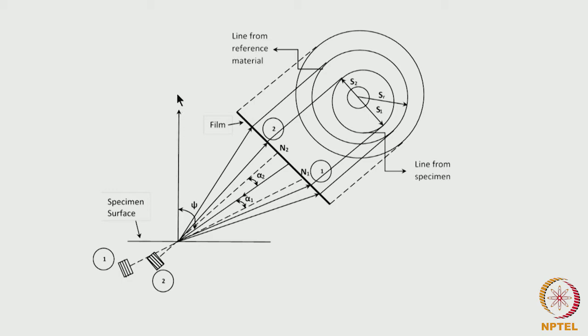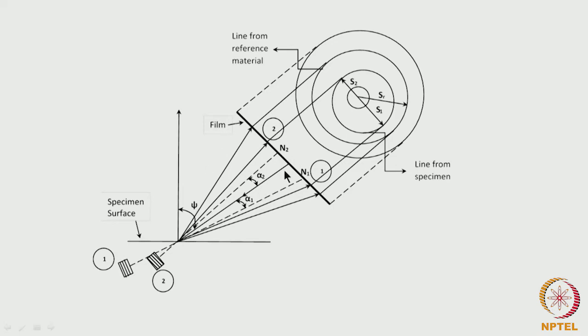The first one is by allowing the X-rays to fall normally on this specimen surface in this particular direction, and prepare the pinhole photograph. In the second case, we allow the X-rays to be incident at an angle psi to the normal to the surface, as over here. So, X-rays are allowed to fall in a direction at an angle psi to the normal to the specimen surface.